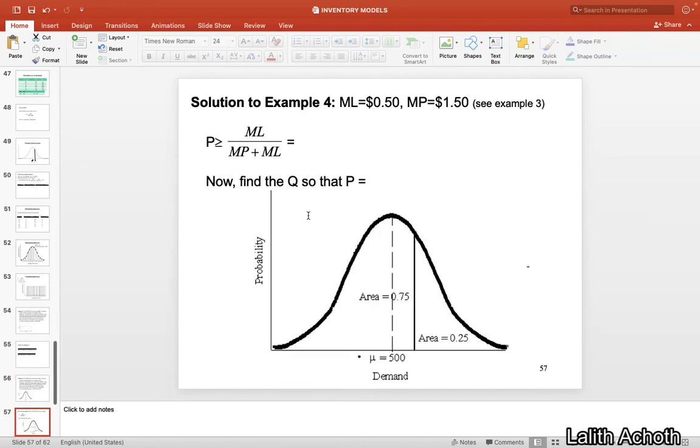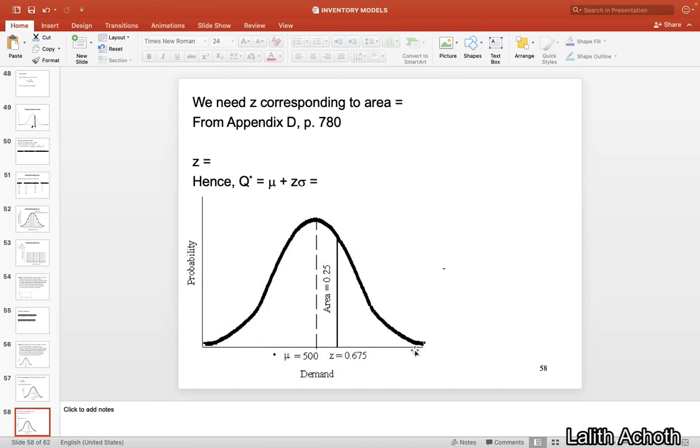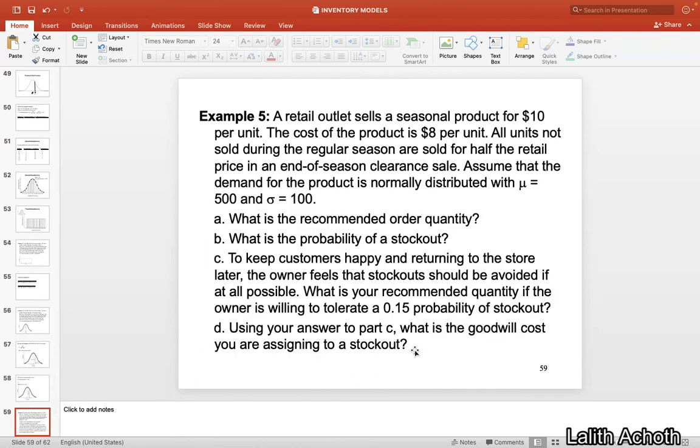You have to calculate that value, ML by MP. ML is 2 and MP is 1.5. So it will become 0.5 divided by 2, which becomes 0.25. This is how you get that value. You get an area of 0.25. Go to NORM.DIST, find the value corresponding to this, and that will be the demand that you should be estimating.